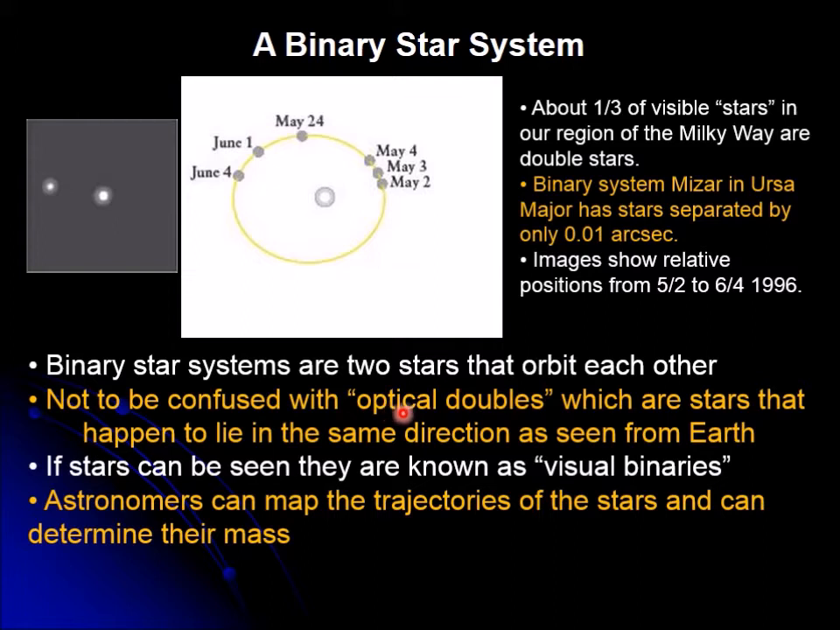Of course, there are some cases in which we see two stars nearby, but they are not bound. In this case, they are known as optical doubles, and they are just stars that happen to be in the line of sight near one another, but one can be farther than the other one and they are not bound. If in a binary system we can get to see both stars, then that system is known as a visual binary. And if we can map the trajectories of the two stars, then we can determine the masses.